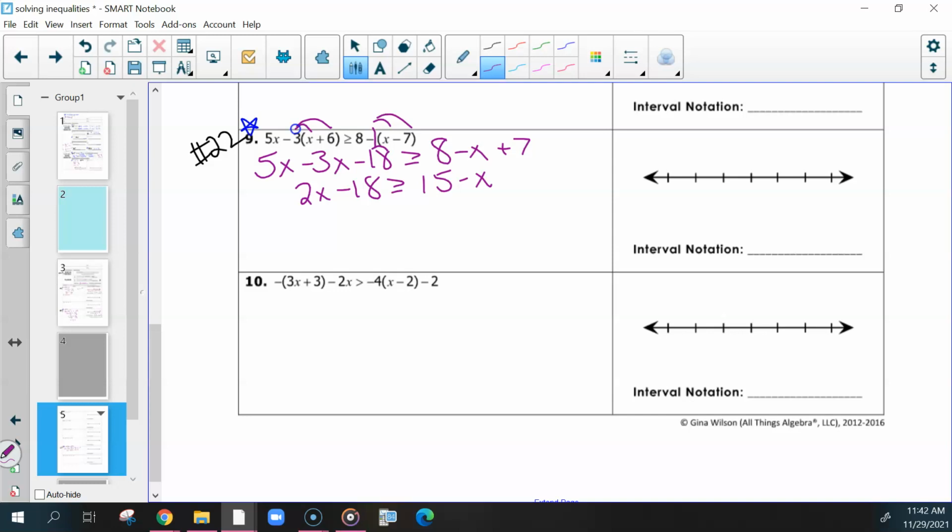Then you can start moving things. Remember, your sign doesn't change unless you multiply or divide by a negative. So I could add this x over here and add this 18 over here to get 3x is greater than or equal to 33. And divide both sides by 3.